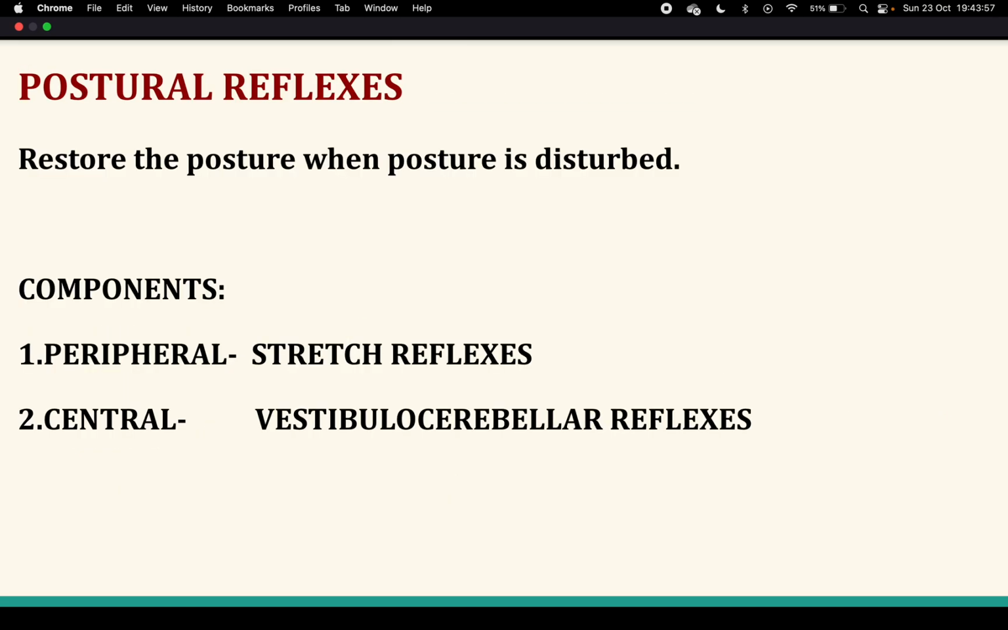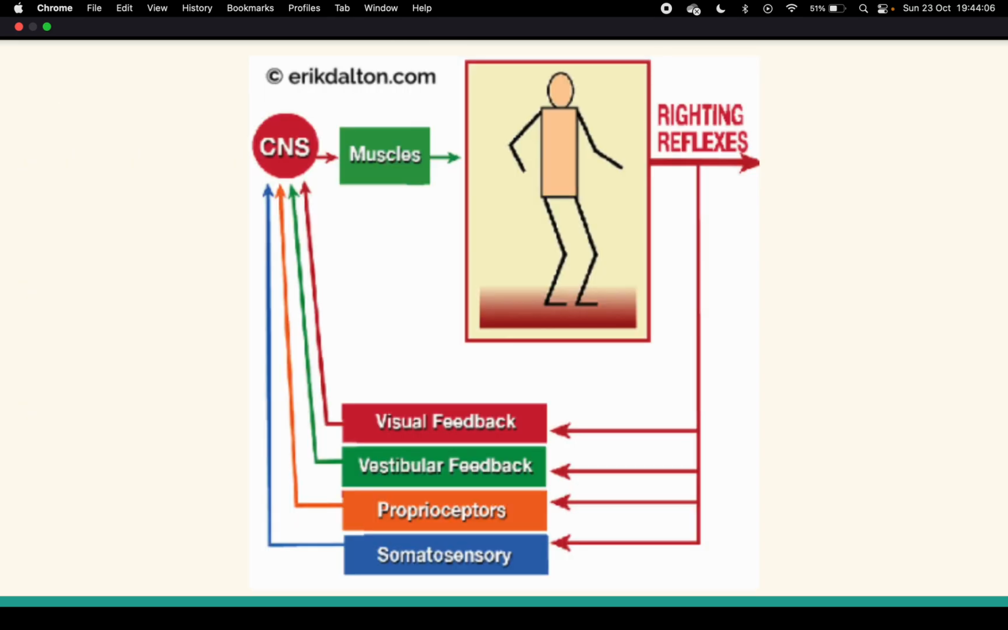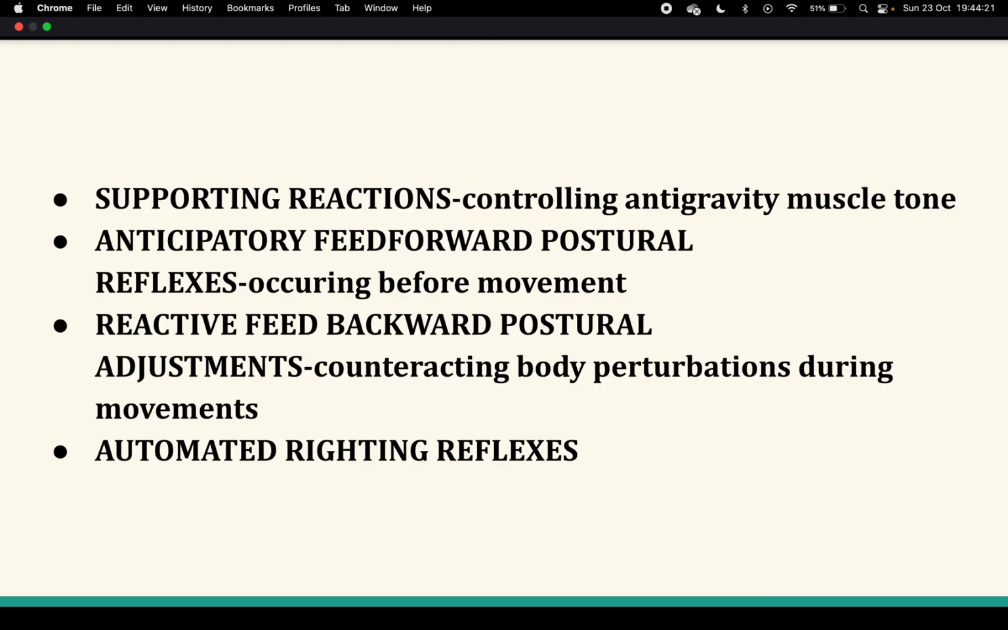The postural reflexes restore the posture when the posture is disturbed. It can be either peripheral, like stretch reflexes, or central, like vestibulocerebellar reflexes. So, with the visual feedback, the vestibular feedback, and the proprioceptors and somatosensory feedback, the impulses are sent to the muscles, and these are the righting reflexes.